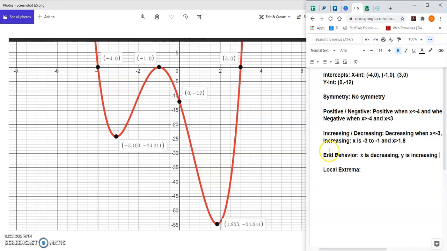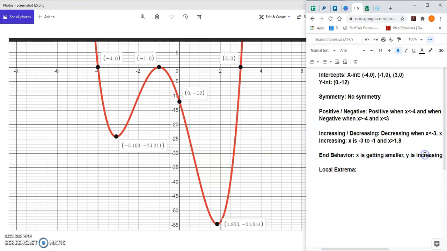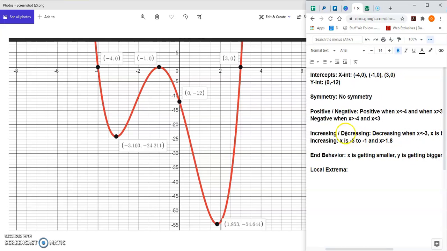Now, this can be confusing, but this increasing and decreasing is different from the increasing and decreasing that we did before. This is only referring to whether x is getting bigger or smaller, and whether y is getting bigger or smaller. So just so we don't get confused, let's say x is getting smaller and y is getting bigger. Why don't you try to describe the end behavior of the other end here, and then we'll answer it.